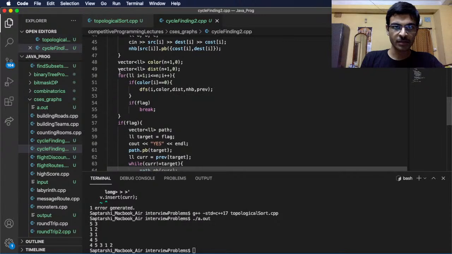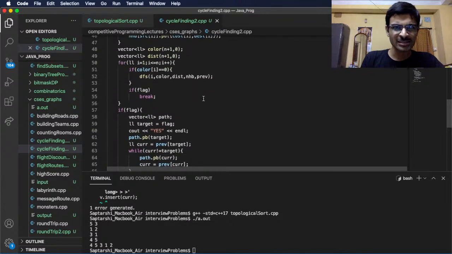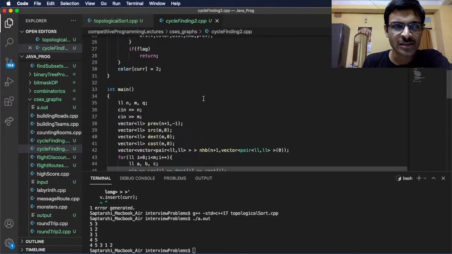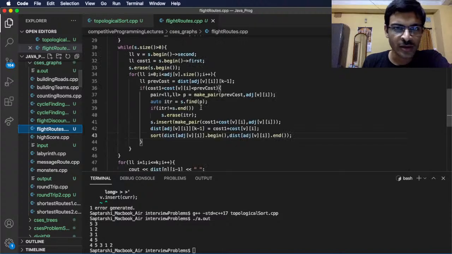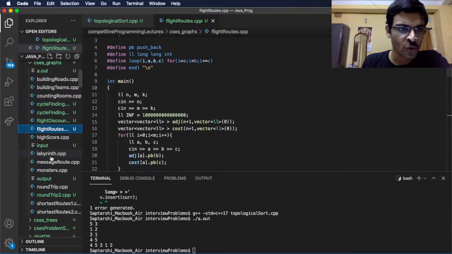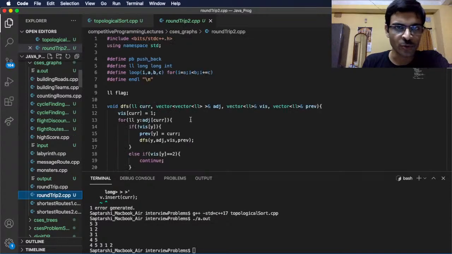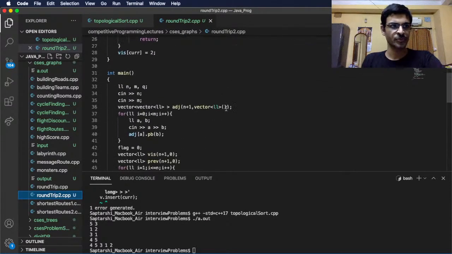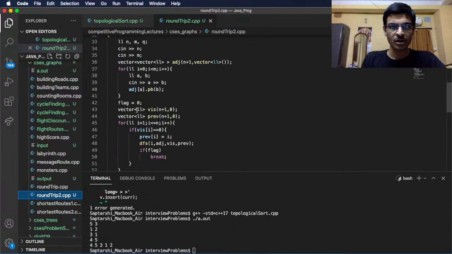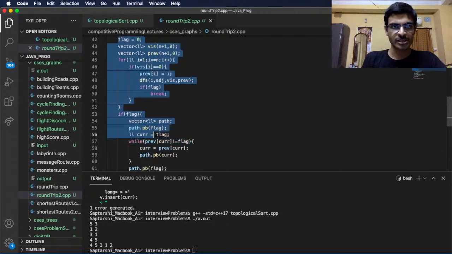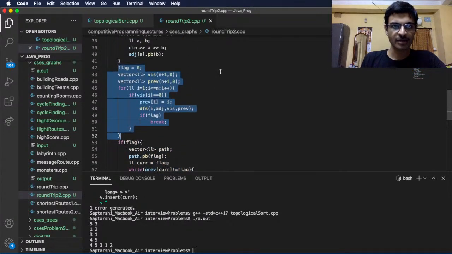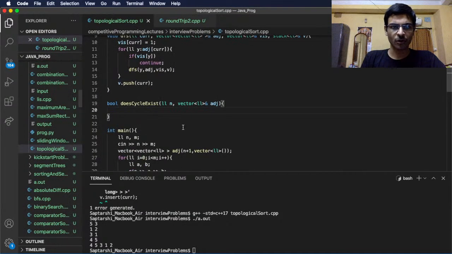So let's copy the important part. Color distance. Is this the algorithm for cycle finding? No, this is a different question, I think. Flight routes, maybe this one. No. Round trip 2, maybe this one. Yeah, this one. Okay, so we can use this code. Flag equals 0. We can start from this, and then over here we'll basically be returning. We just have to return this. If flag, yeah, there's a small code over here, and then we have to copy the function.